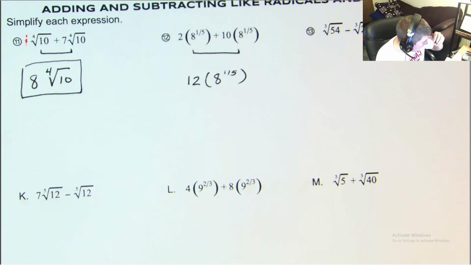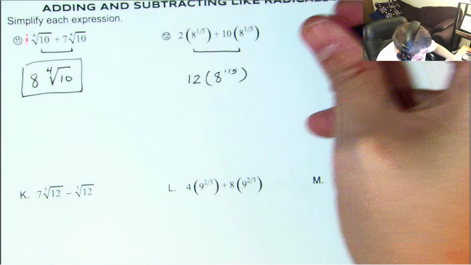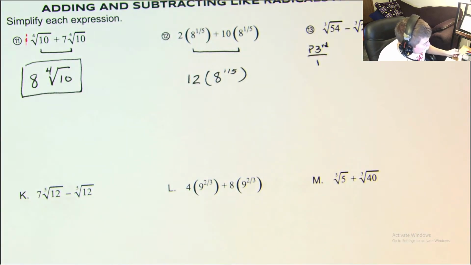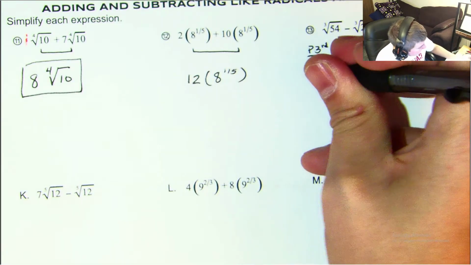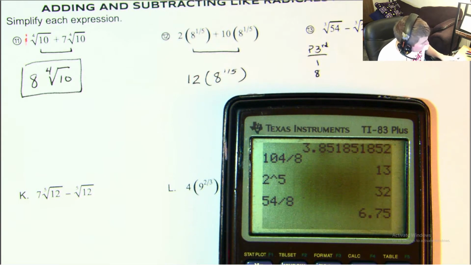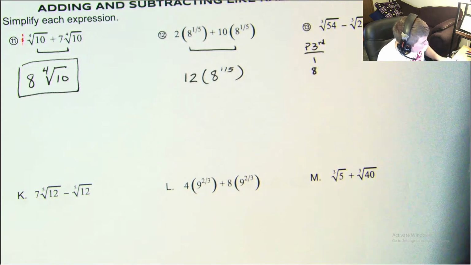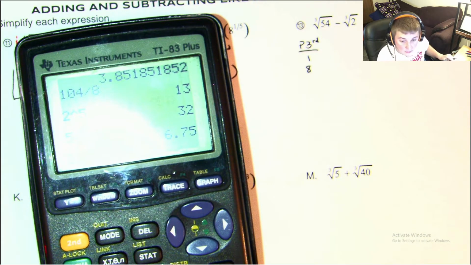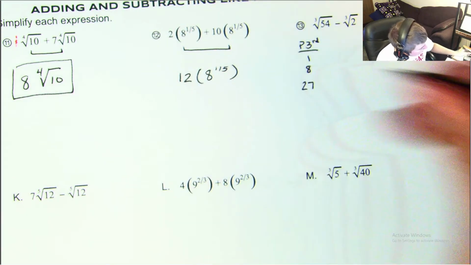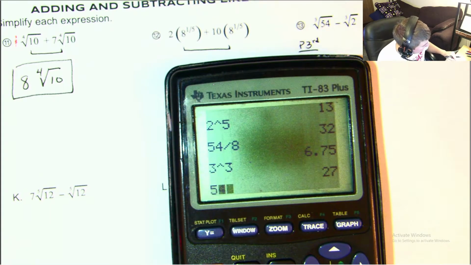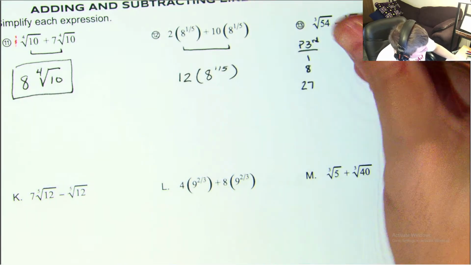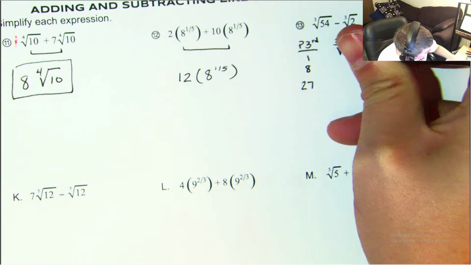The cube root of 54, well, let's see. Let's try to find some perfect cubes, right? Let's try to find some perfect third powers. 1 is the first one. 2 to the third power is 8. Let's see, does 54 divide by 8? It does not. So what about the next one? 3 to the third power is 27. So does 54 divide by 27? It does.